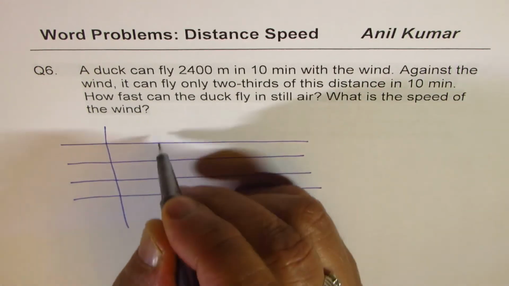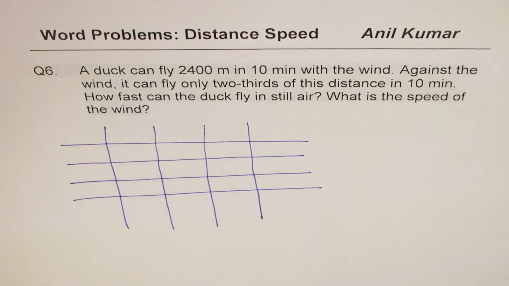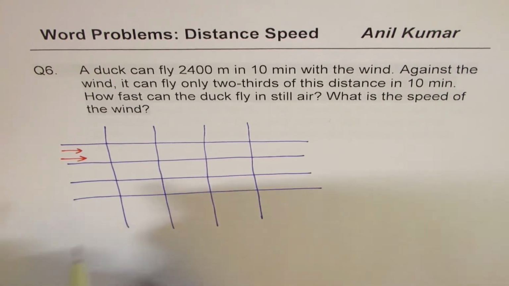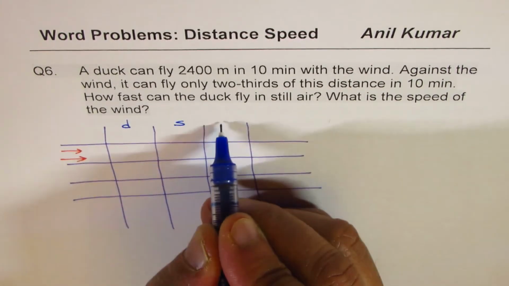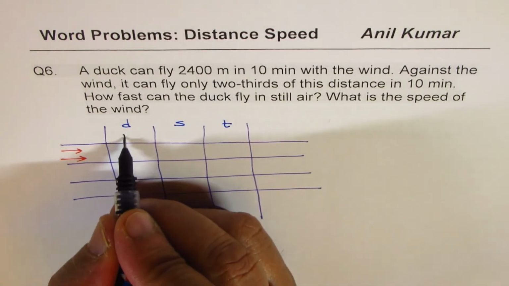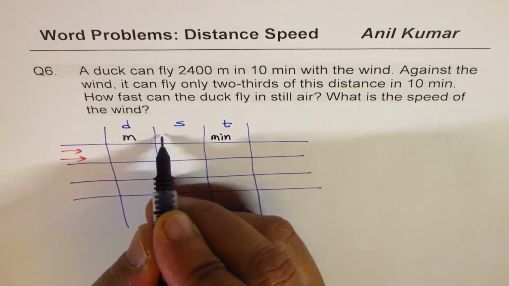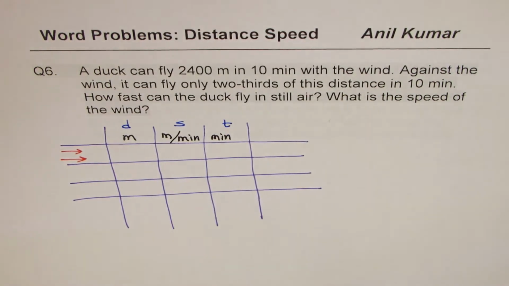Okay. Distance, speed, and time. So we are talking about with wind, that means both are going in the same direction, correct? We have here distance, speed, and time. Units for distance here are meters. See, meters. Time is in minutes. So speed will be meters per minute. Be careful about this part, correct?